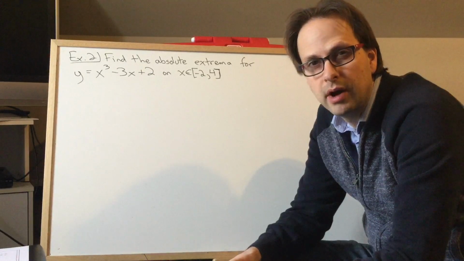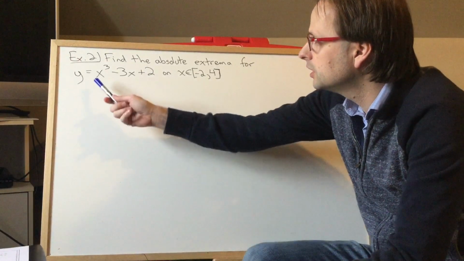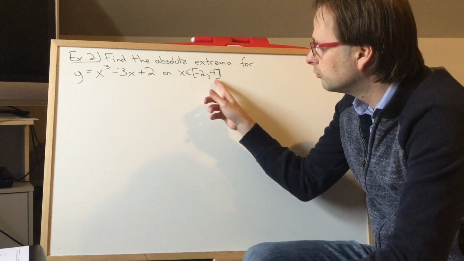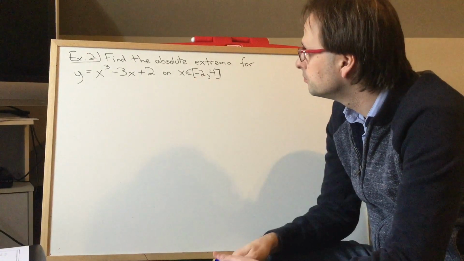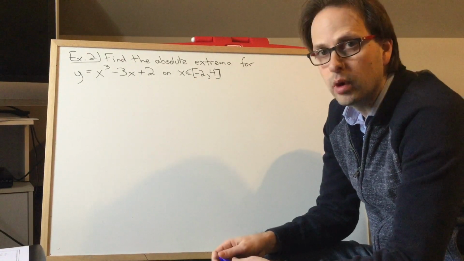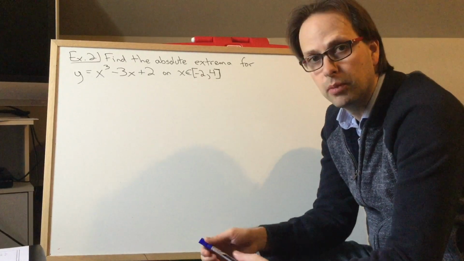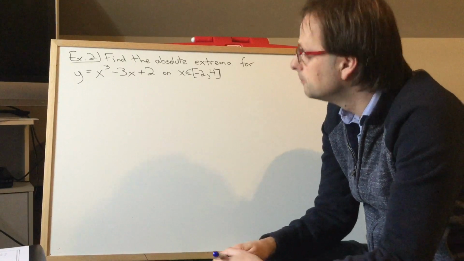Here's a question about absolute extrema that's on a closed interval. We're looking at this cubic, but only for x values from negative 2 to 4. And they're inclusive because of the square brackets here. So I want to know what are the important values to test. Obviously, the endpoints are going to be important. And aside from that, it's really the critical values as well.